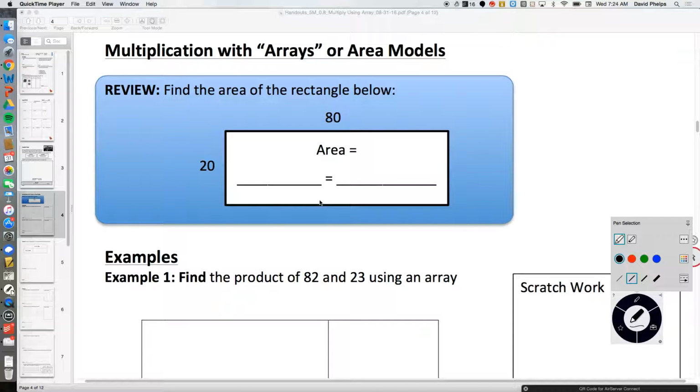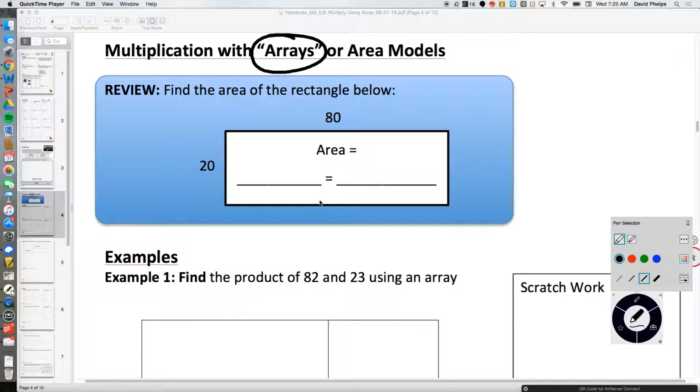All right, cool cats, make sure on the page that says multiplication with arrays or area models at the top. Now, the first thing you might be thinking is, what's an array? Phenomenal question. An array is basically an area model that uses what we know about area to find multiplication products. Circle array. And when I say it, sometimes I say it real fancy, like I'm in a fancy restaurant or something. So here's our lesson on arrays.